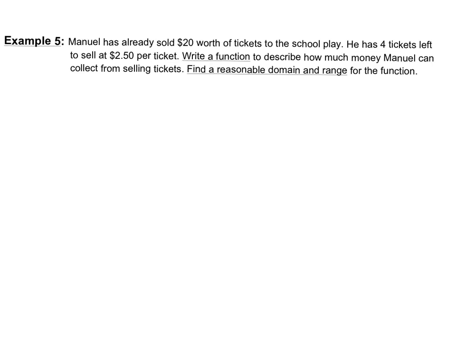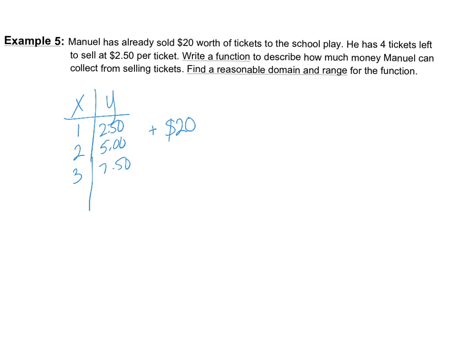So it says Manuel has already sold $20 worth of tickets for the school play. So he's already sold $20, so I'm just going to put that off on the side. That's my constant that I'm going to add at the end. He has 4 tickets left to sell at $2.50 per ticket. So if he sells 1 of them, he'll make another $2.50. If he sells 2 of them, it'll be $5. 3 of them will be $7.50, and 4 of them $10.